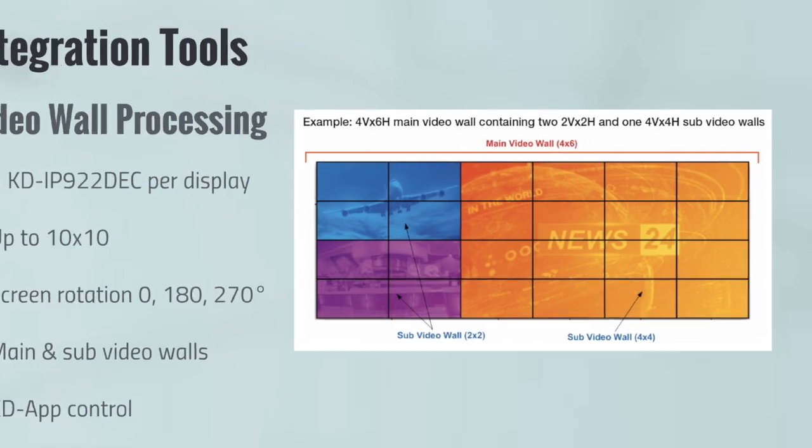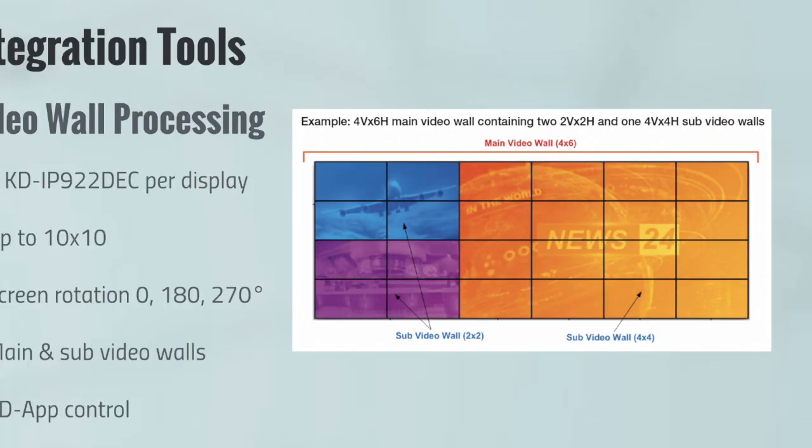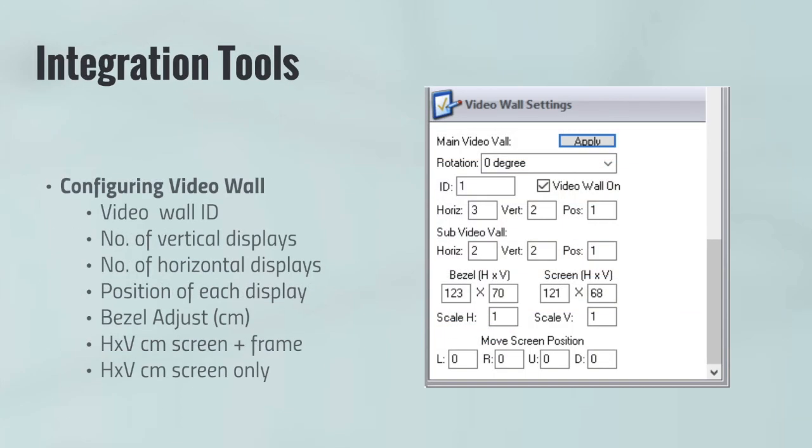But it is very easy to control and manage through the Key Digital app or the Key Digital management software, where you can configure this by applying settings like the video wall ID, so you can have multiple video walls in your system, and how many vertical and horizontal displays, essentially defining the video wall.